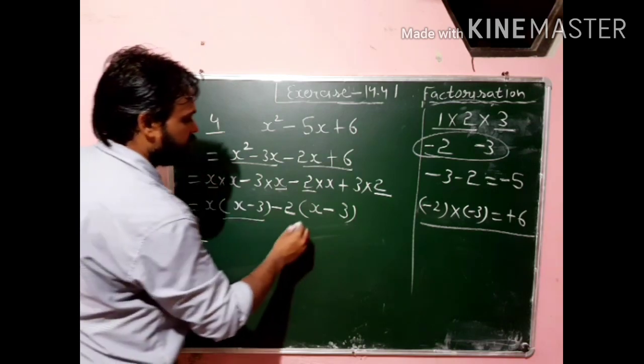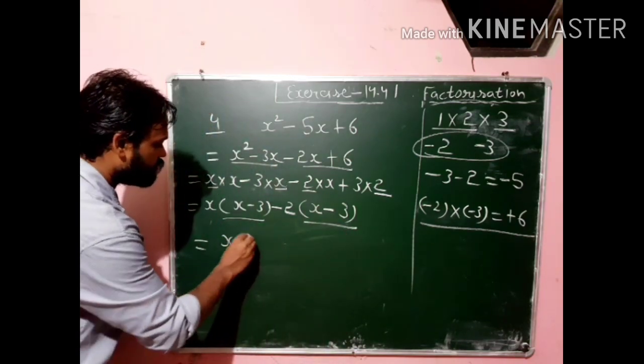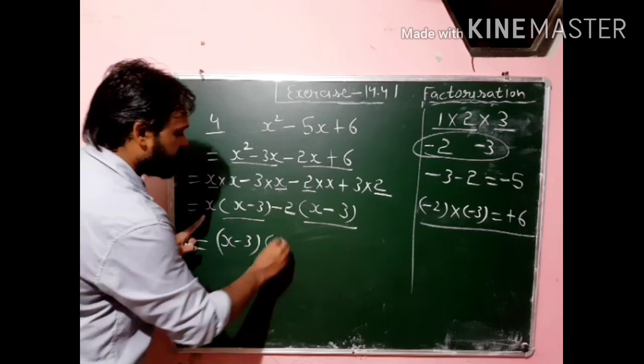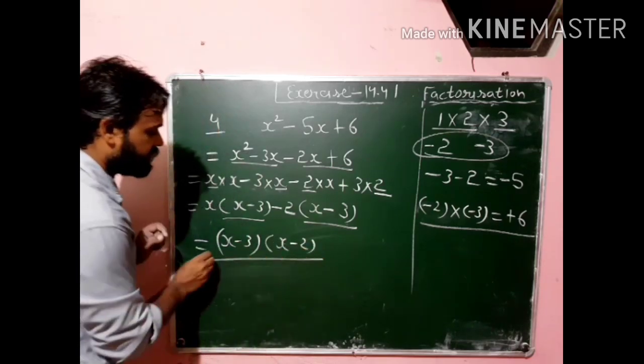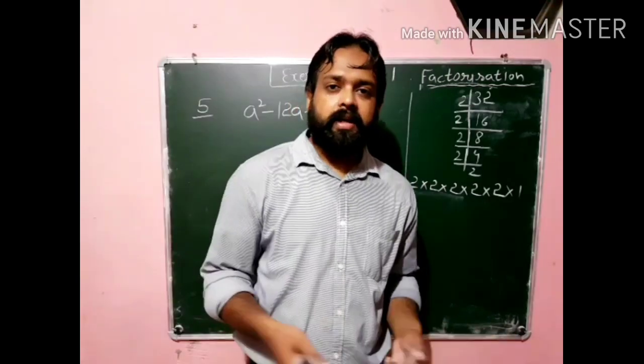Now you can see these two brackets are the same, so take these two brackets common. Then x minus 2 is left inside the other bracket. So this is the answer. I hope this is clear to you. Okay, let's start the fifth sum.